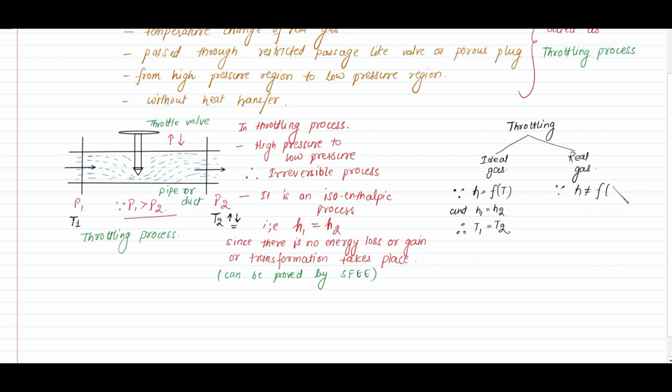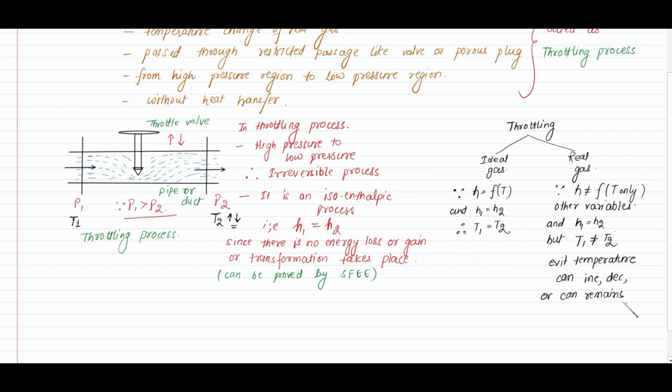Now coming to the real gas. In real gas, enthalpy is not a function of temperature only. It is a function of other variables also, like pressure and volume. And here in throttling, H1 is equal to H2. But we cannot say that temperature is also equal during the process, because enthalpy is not a function of temperature only. It is a function of other parameters also. So therefore, in real gas, exit temperature can increase, decrease, or remain constant.